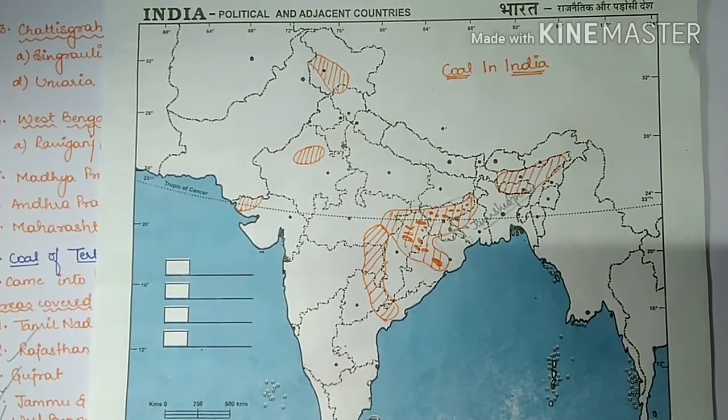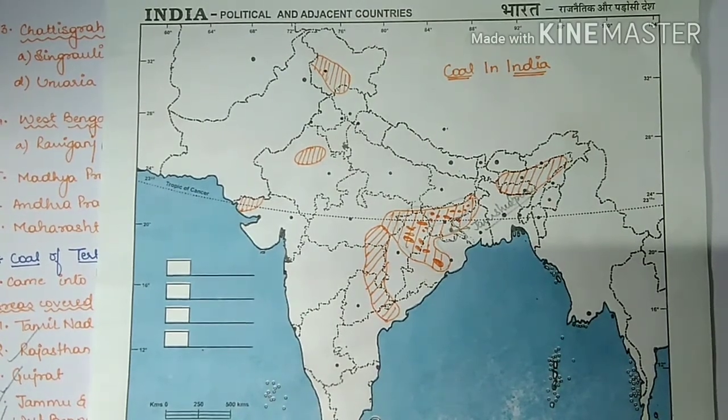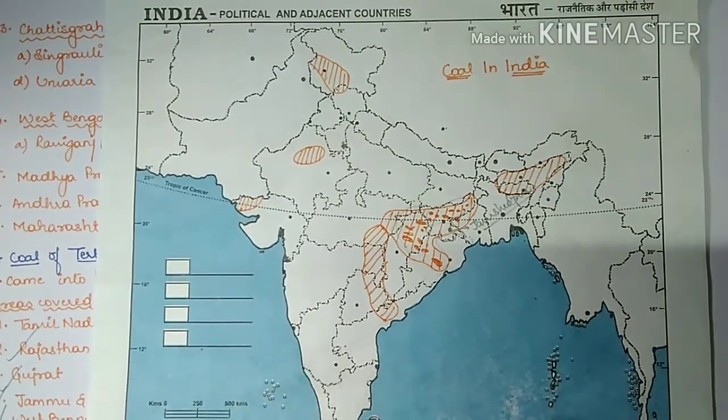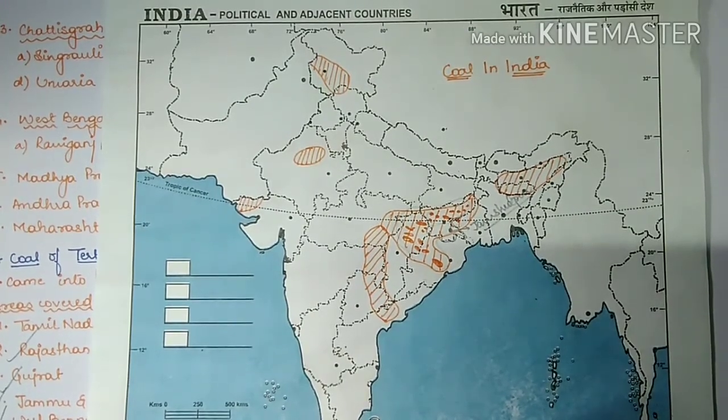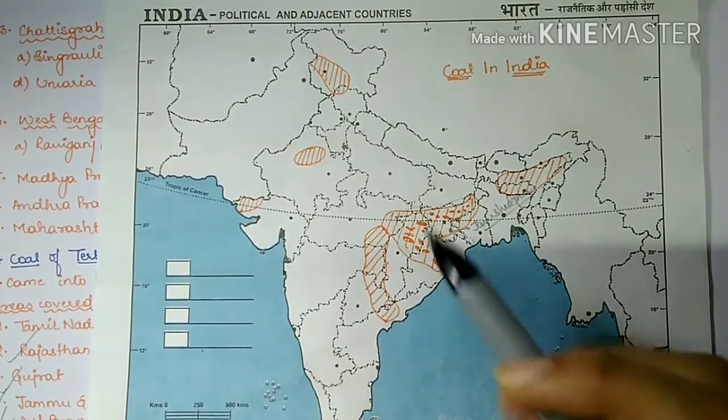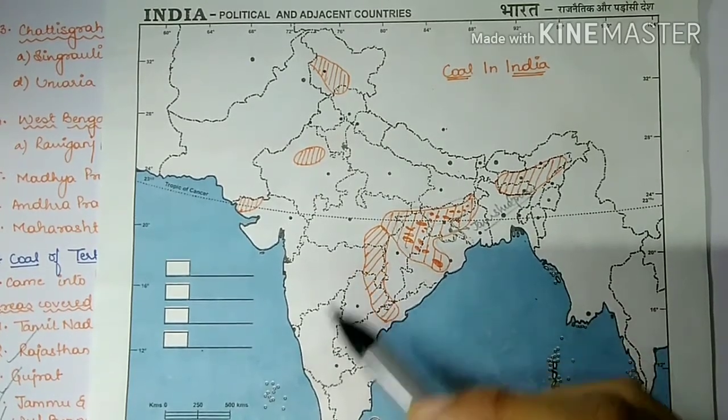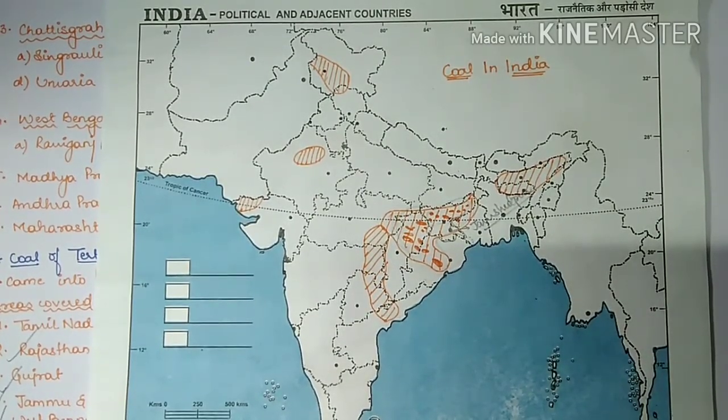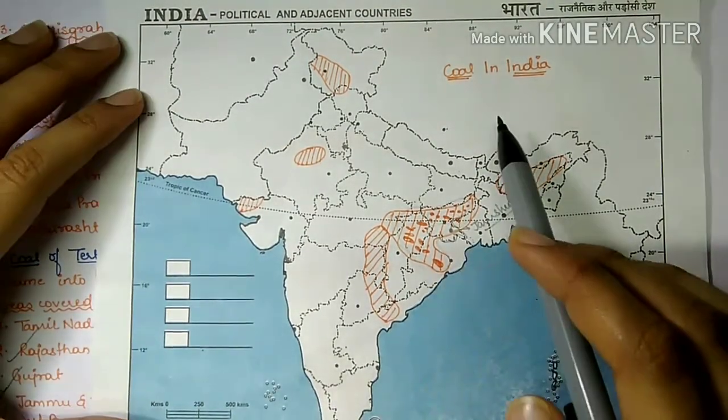Now, the new reserves. Because India, as we know, is very rich in mineral resources, we should try to discover new coal reserves. And more than these conventional sources, we should depend on non-conventional sources of energy, so that the conventional sources of energy should be left for our coming generations. So this was about coal in India.